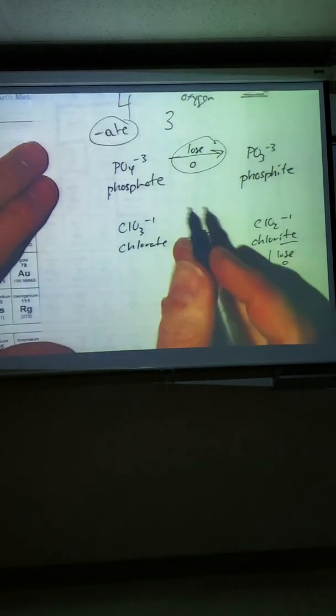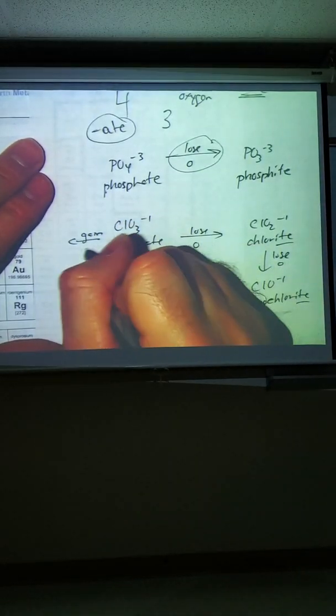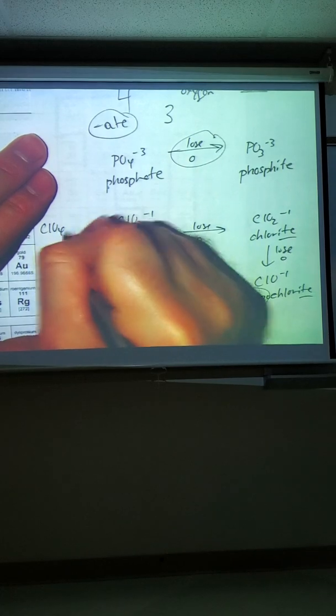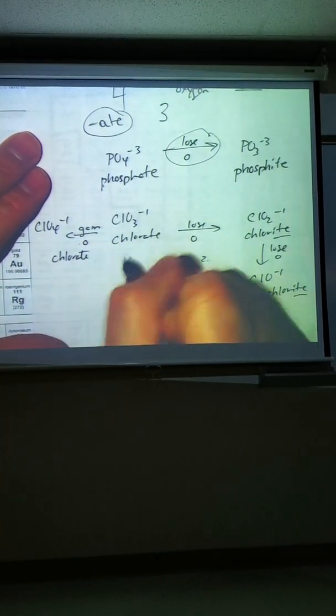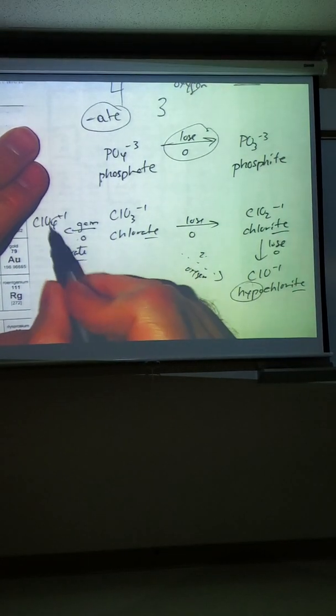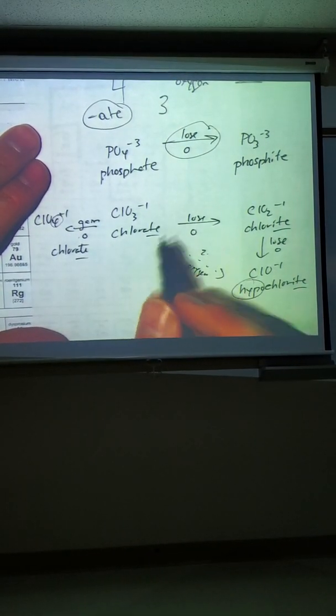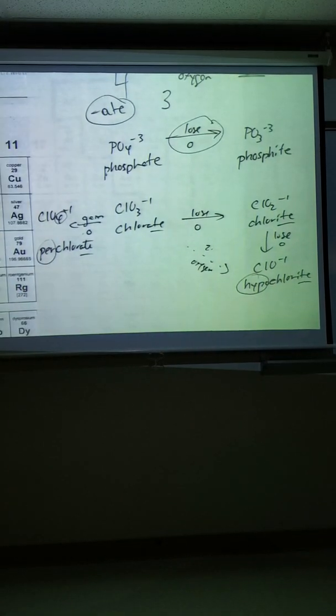It's also true that you can gain oxygen. What's nice is when you become ClO4⁻, you're still an ate, so you're still chlorate. So ate is still an ate because we still have a high number of oxygens, but because we've gained an oxygen, we would say now perchlorate. So you have that per when you go in the opposite direction.